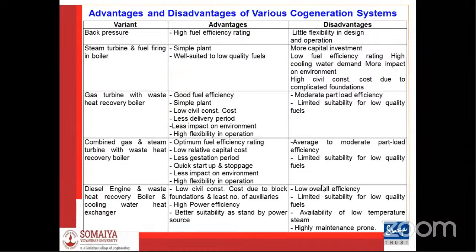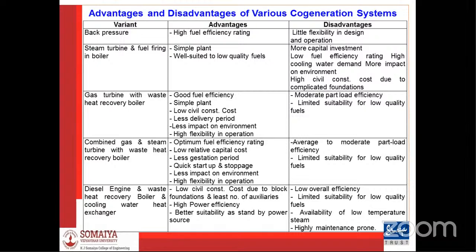And if you go for diesel engine operated combined systems, there is low civil cost due to block foundations and the least number of auxiliaries, high power efficiency, and better suitability as a standby power unit wherever you are facing problems with grid connections and thermal power system installation. If there is a problem of water, you can sometimes use DG sets for power generation. But the overall efficiency is low; generally, almost none of the IC engines exceeds 32 or 33% thermal efficiency.